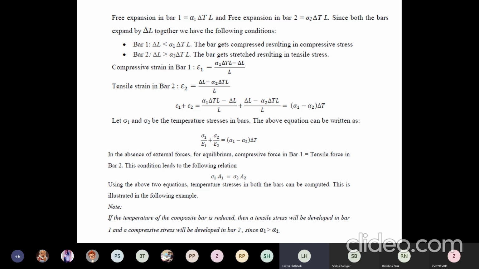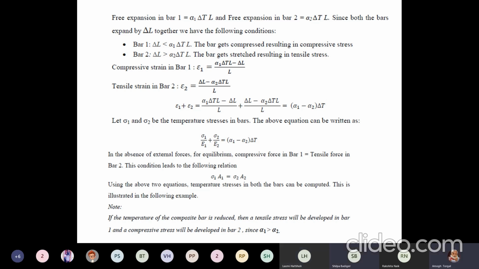When you add the strains epsilon 1 plus epsilon 2, you will get alpha 1 minus alpha 2 delta T. Of course, you don't need to solve these derivations. You just need to remember the formula and use it in your numerical examples. Once you have understood this, in a similar fashion, when you can write strain, you can even write it for stress. What is epsilon 1? Epsilon 1 is nothing but strain in 1. So how do you define strain in terms of stress? Anybody? Yes, anybody?